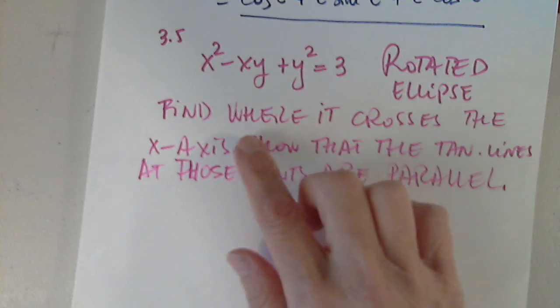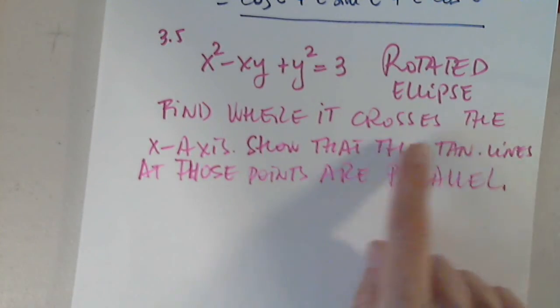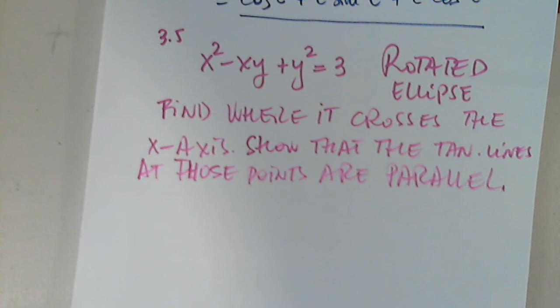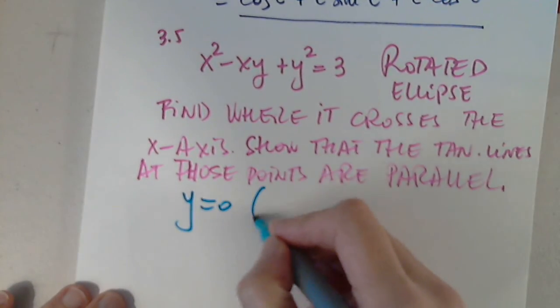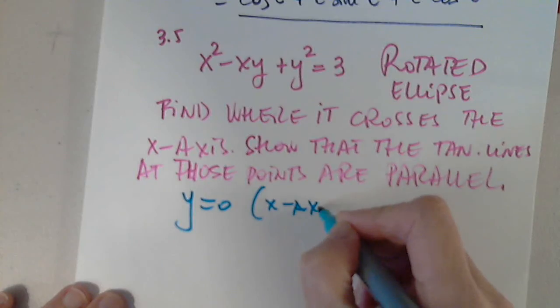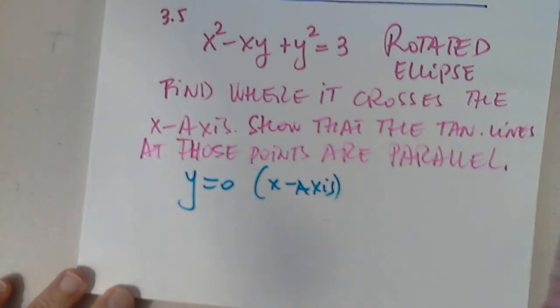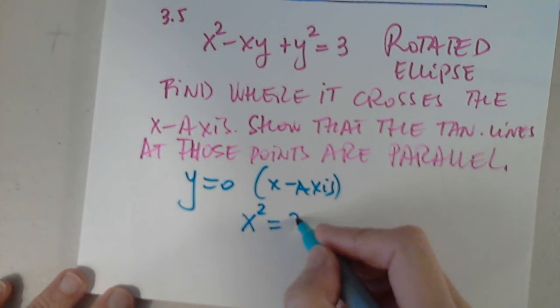How do I determine where a graph crosses the x-axis? What do I have to find? When y equals 0? Thank you very much. Great job. That's the x-axis condition. So 0 here, 0 here. Couldn't be easier.